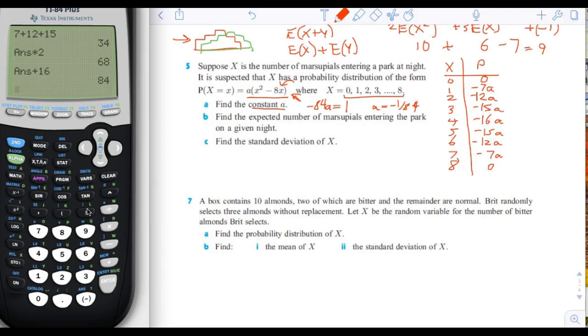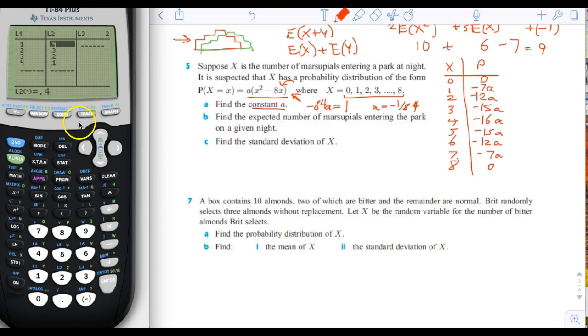Okay, and so I figured out the value for a, because it has to be negative 1 over 84 so that the probabilities all add together to become 1. Find the expected number of marsupials entering the park on a given night.